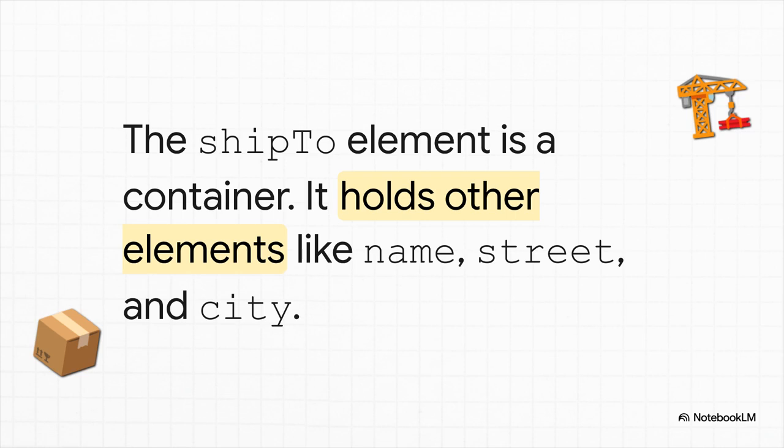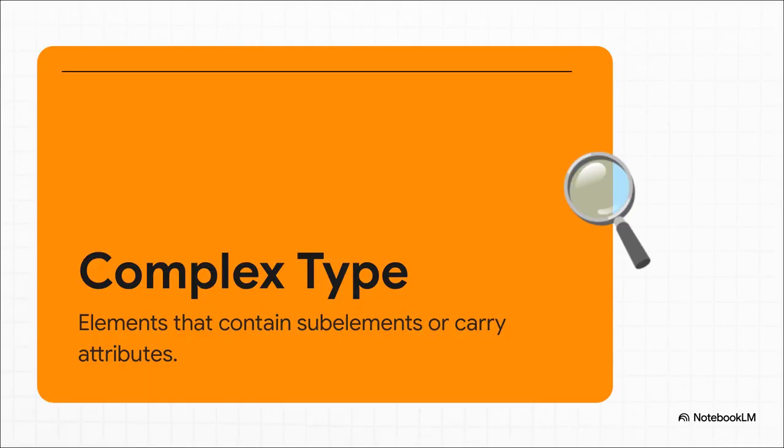See how it's acting like a container? It's holding a bunch of other elements inside it, like name, street, and city. And that is what we call a complex type. So if the simple types are the bricks, complex types are the things you build with the bricks, like a finished wall or a whole window frame. They're these meaningful structures, like a complete address block, built from those raw materials.